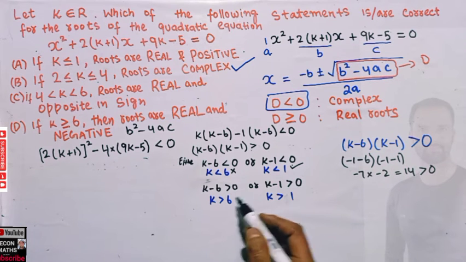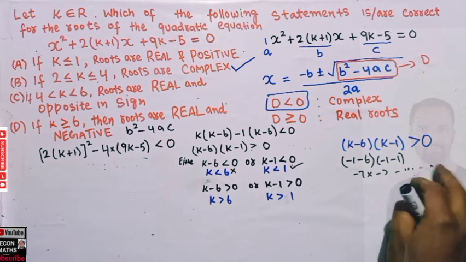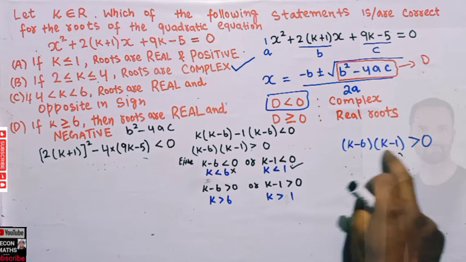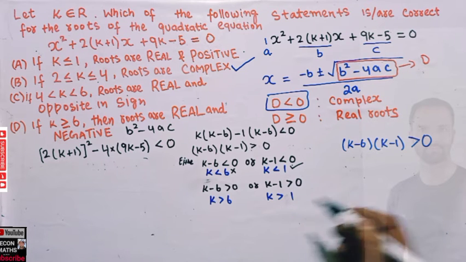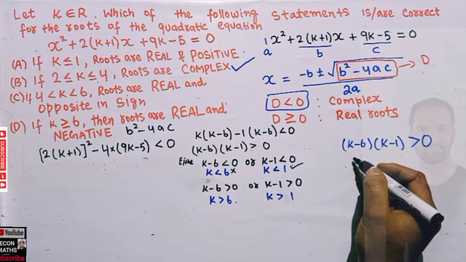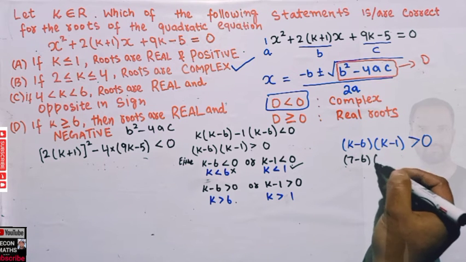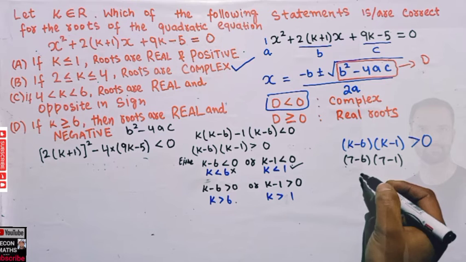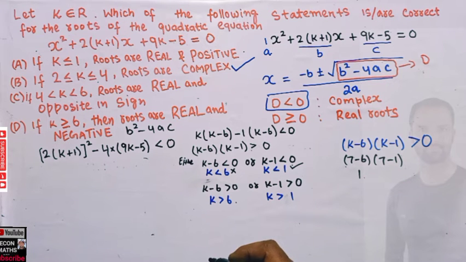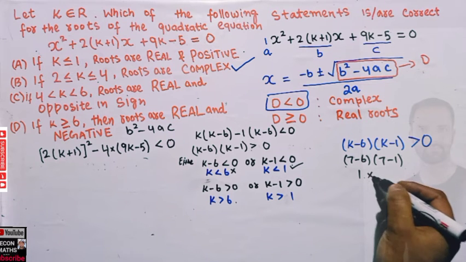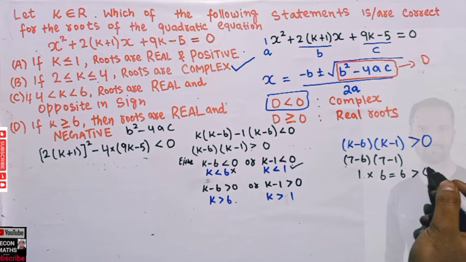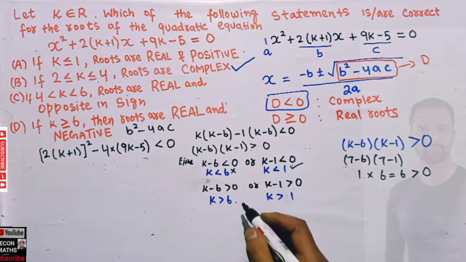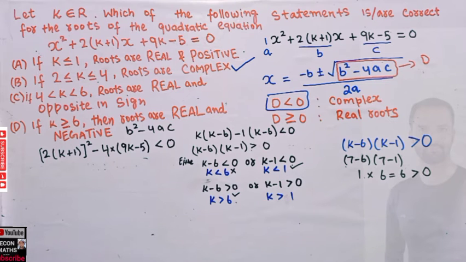Now coming to k greater than 6. Take any number greater than 6. Let us say we have 7. Let's check for 7. In place of k, I will write 7 minus 6 times 7 minus 1. So 7 minus 6 is 1, into 7 minus 1 is 6. Obviously we are getting 1 times 6 is 6, which is greater than 0. So it satisfies our condition. So this k is also of our interest.